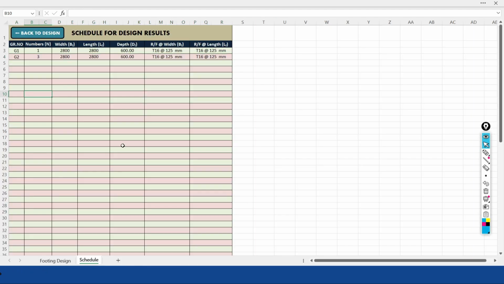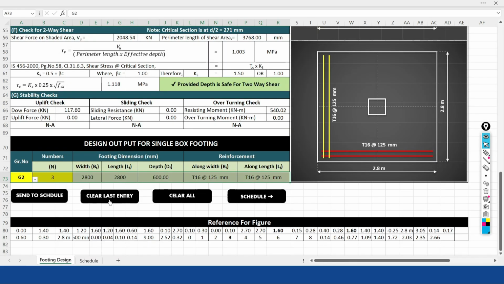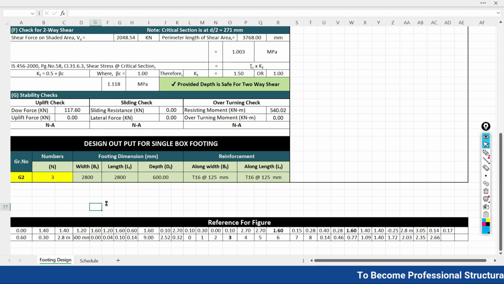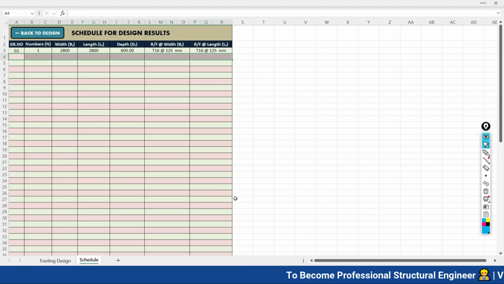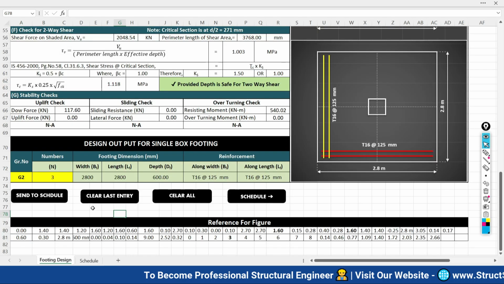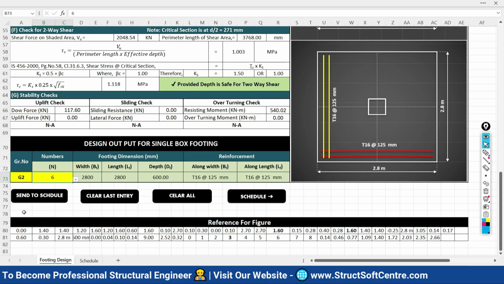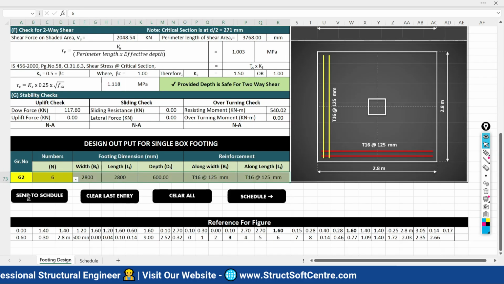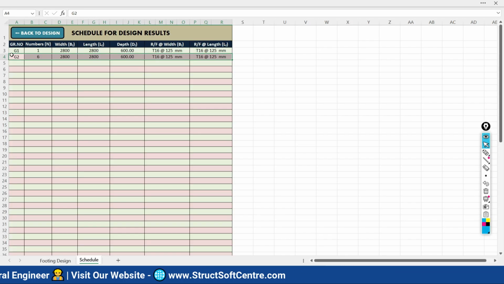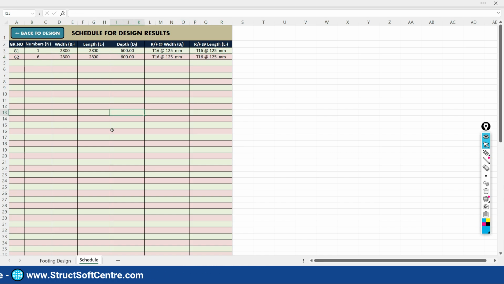Now the second is there. If you feel that the last entry is wrong and you want to erase it, you have to click on clear last entry. Once you click on clear last entry, it is deleted from here. Now coming back, suppose 6 footings are there in group 2. So I would like to click send to schedule. Now in the schedule, group 2 is 6 footings, and the size and reinforcement are now present here.